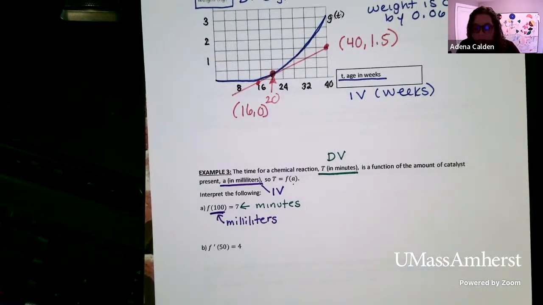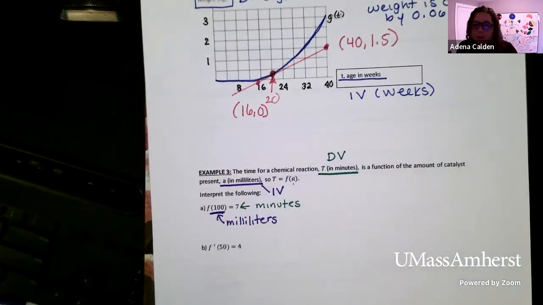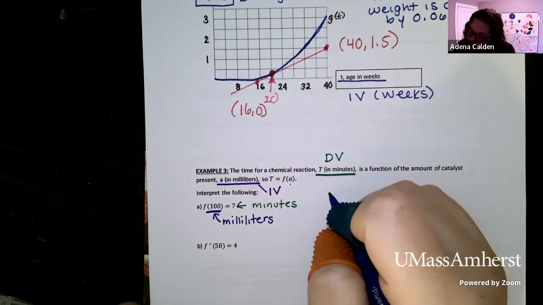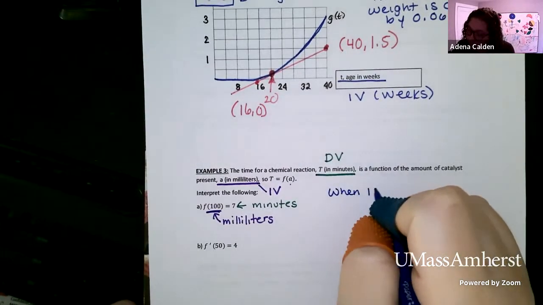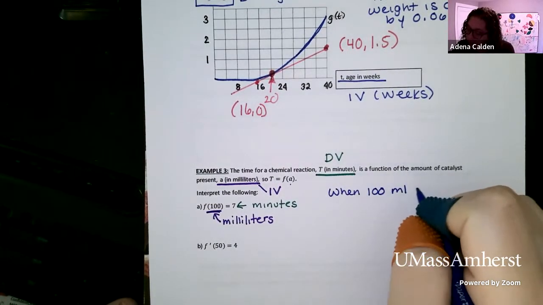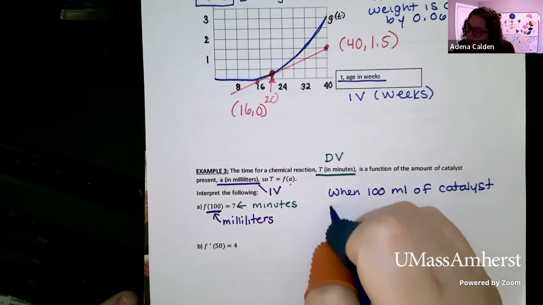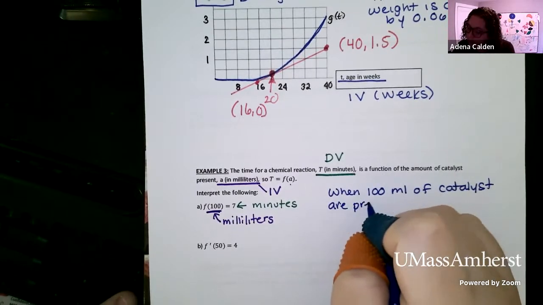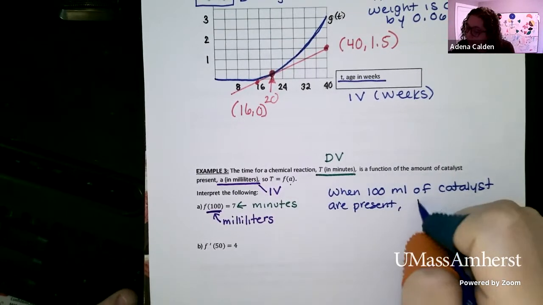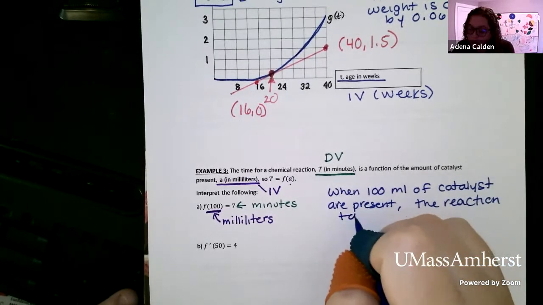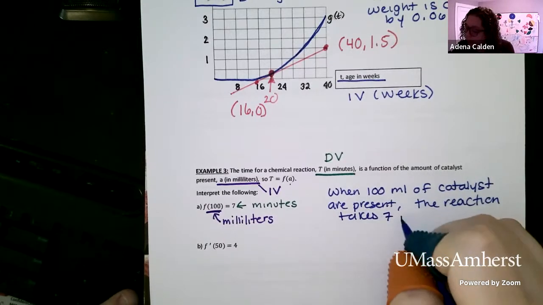Okay. So how do we put these two numbers together in the context of what's happening here? So we're talking about a chemical reaction. Okay. So we could say something like, when 100 milliliters of catalyst are present, the reaction takes 7 minutes.